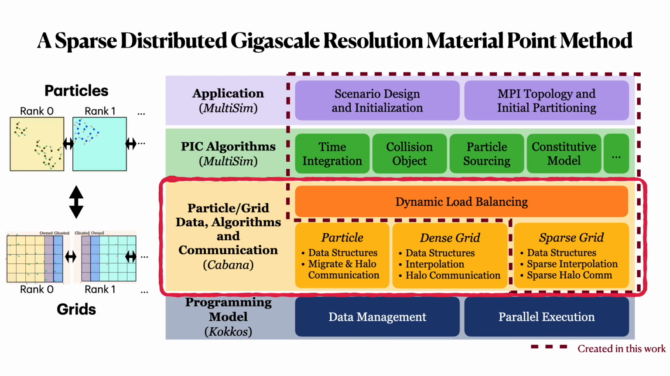The particle grid data layer is designed to implement efficient particle and grid distributed data structures. We use the Cabana library for particle-related management and integrate our distributed sparse grid data structure here to enhance the scalability of the MPM system. In addition, the proposed dynamic load balancing scheme is also attached to maintain runtime balanced workload distribution among ranks.